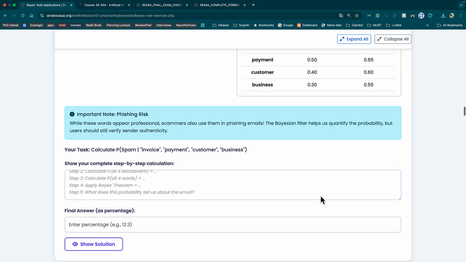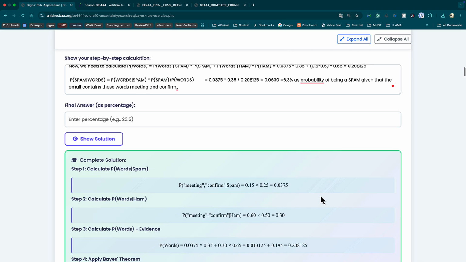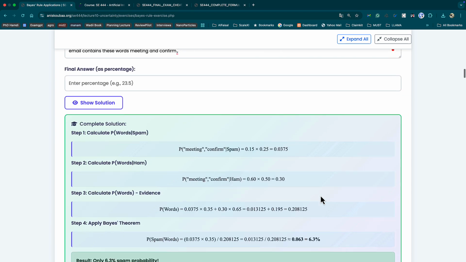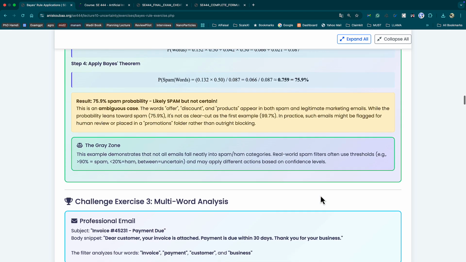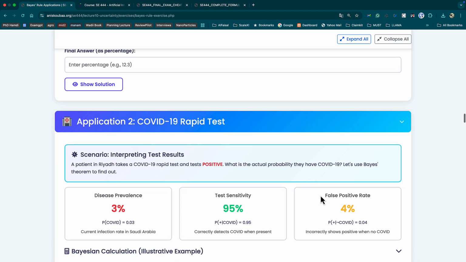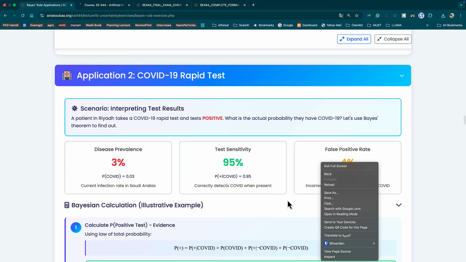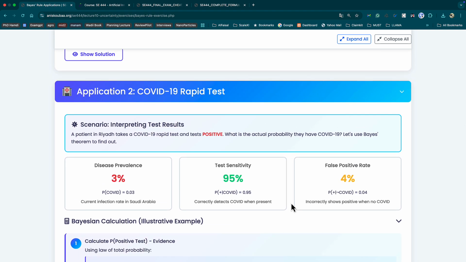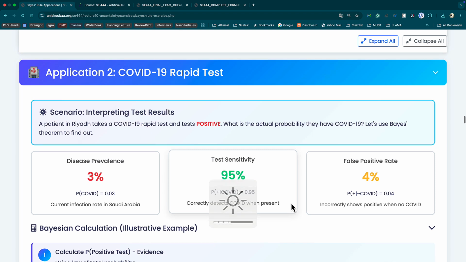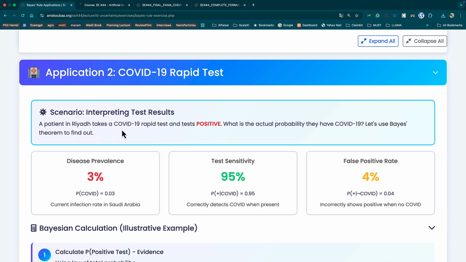Now, in the previous exercise, we have given to you the prior and conditional probabilities. But here, in this exercise, let's read it first. So we have a patient in Riyadh who takes a COVID-19 rapid test, and the test was positive. What is the actual probability that they have COVID-19? And use the Bayes theorem to find it.